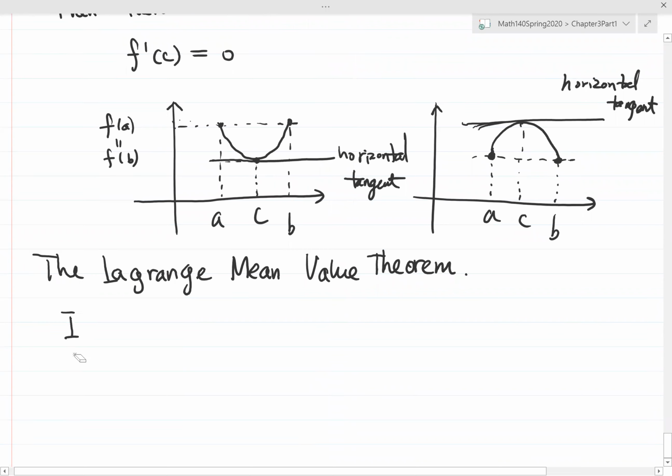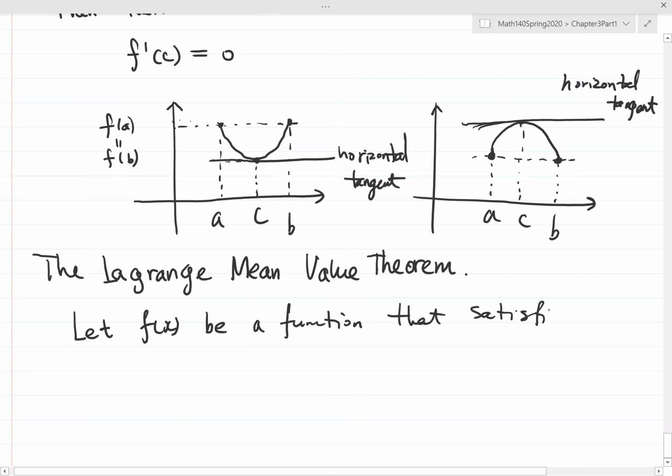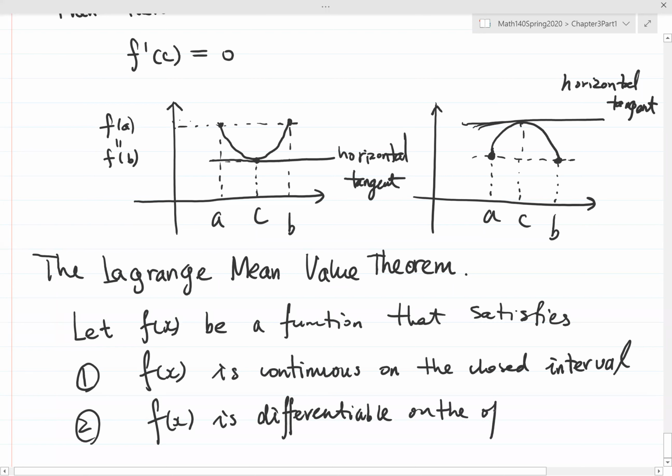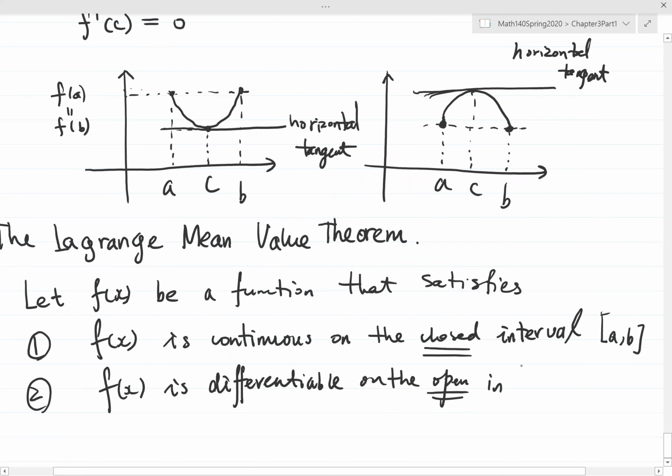Let f(x) be a function that satisfies: f is continuous on the closed interval [a, b]. So this is the same as the first two conditions of Rolle's theorem. And f is differentiable on the open interval (a, b).